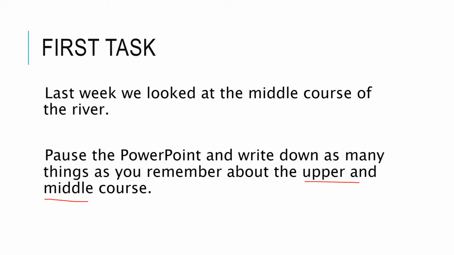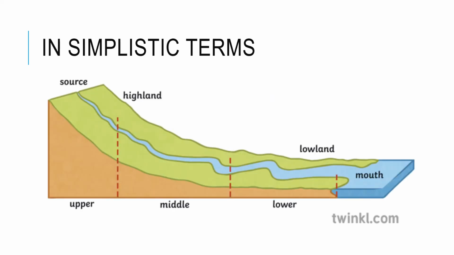Okay, welcome back, and hopefully you got lots written down, but if you didn't, don't worry. Remember, the upper course of the river is where we find the source. It's where we find the steepest gradient. We find a small river which erodes vertically.